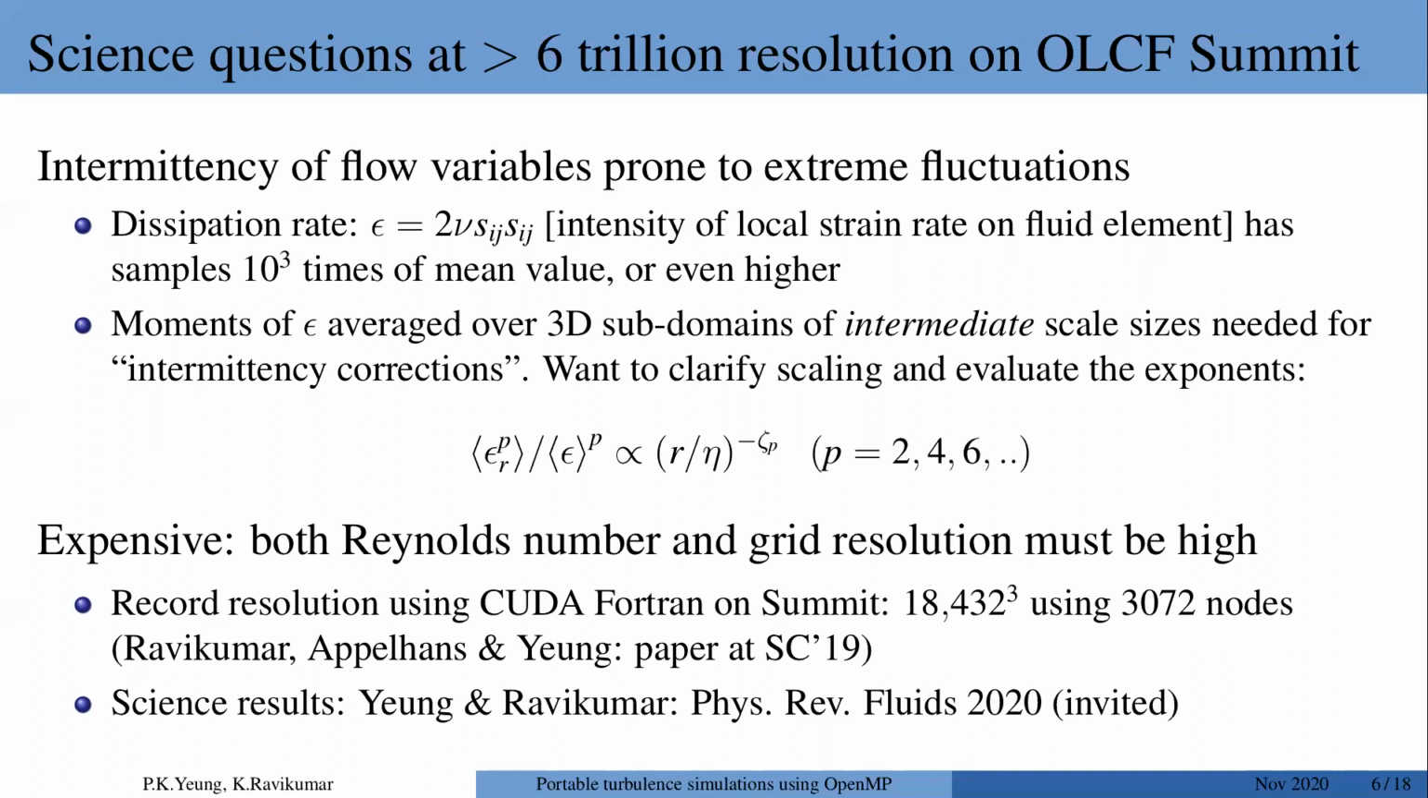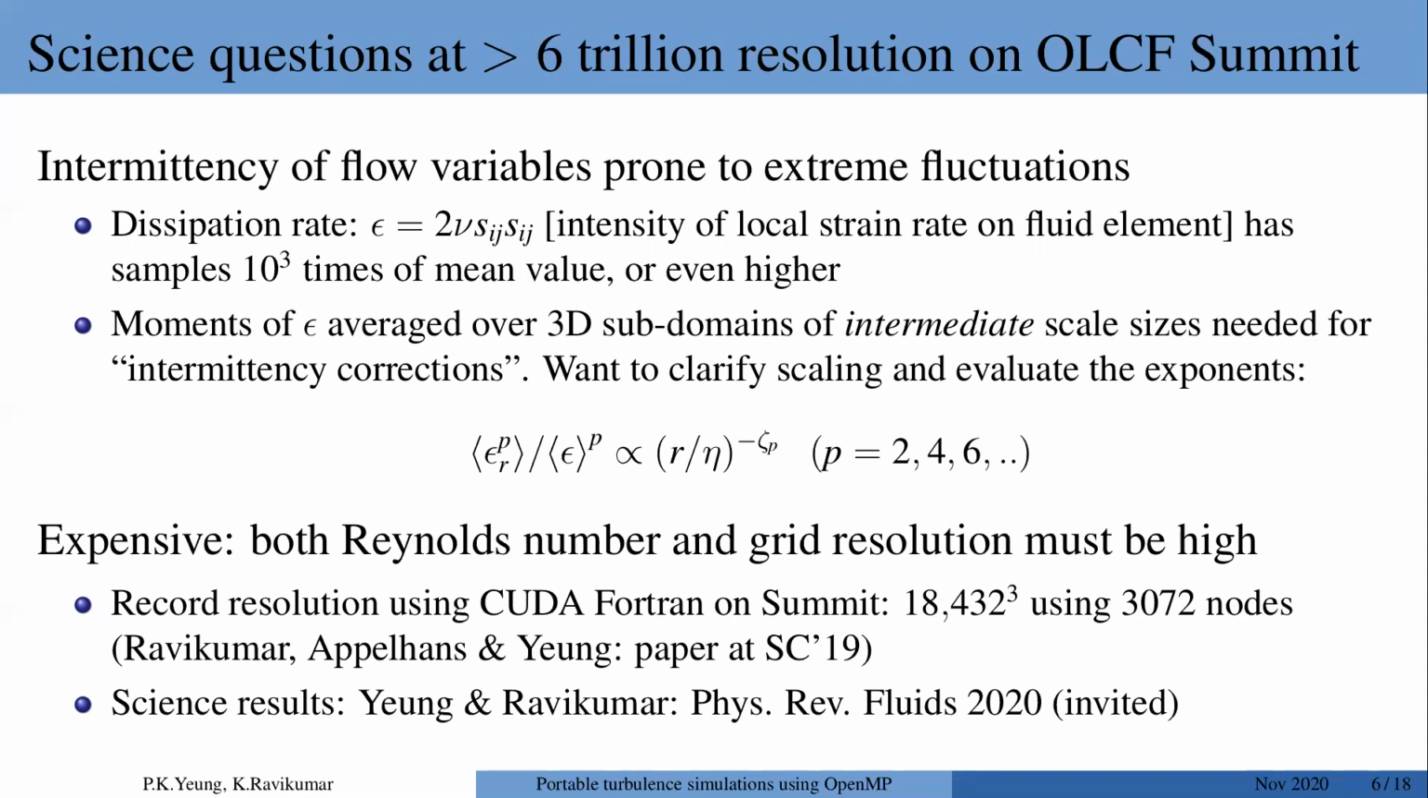This is going to be a function of scale size. So we take epsilon, and then we take a local average around a three-dimensional subdomain of linear size R, take it to some power p, and see how it depends on the scale size R. These theta p here are the exponents that we are interested in. The calculation can be very expensive because we need both high Reynolds number and high resolution. Fortunately, on Summit using CUDA Fortran, we have been able to produce a code that performs quite well. 18K cube resolution. That's what I mean by 6 trillion.